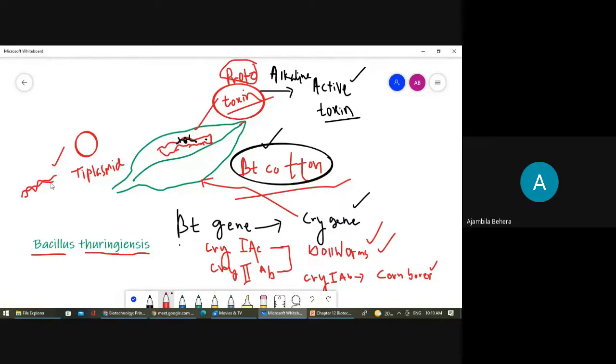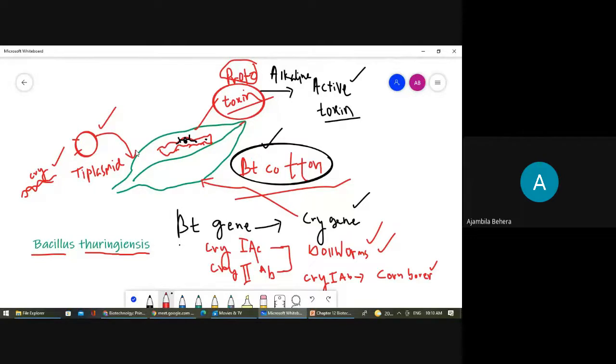and in the Ti plasmid we have to insert this cry gene. So this cry gene we have to insert in this Ti plasmid, and this Ti plasmid, through different gene transfer techniques, we have to insert in the host plant, in the host cell. So this way we can go for making BT cotton.